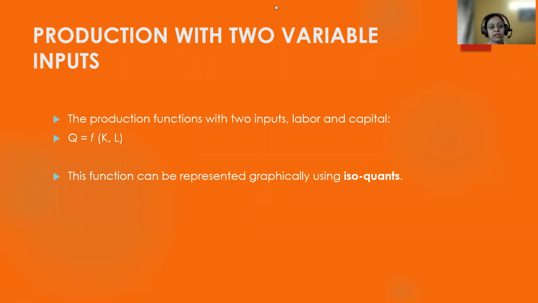In our class today, we are going to talk about production function with two variable inputs. We are going to consider labor and capital as two variable inputs. Remember, the quantity produced here is going to be a function of capital K and labor L. This function can be represented graphically by using isoquant curves.